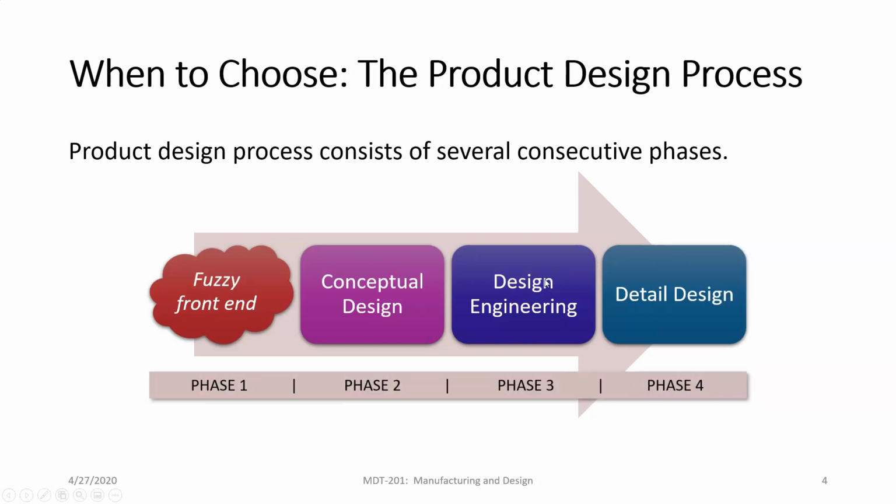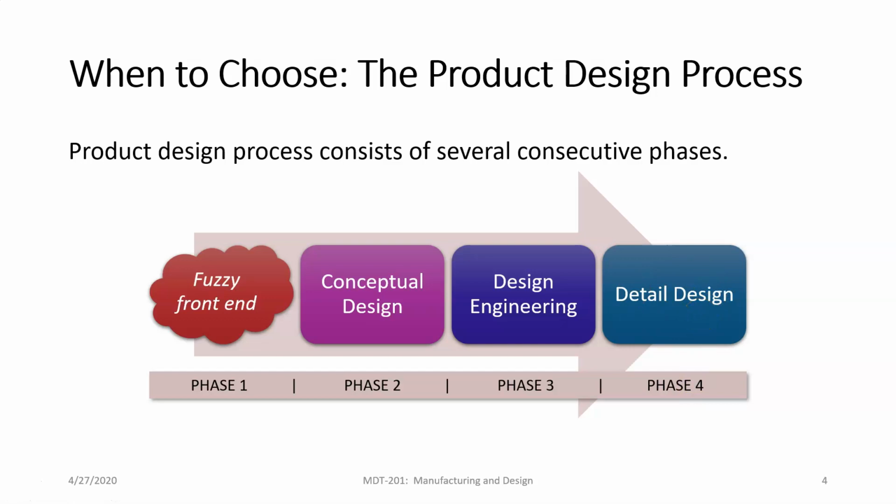And then finally, the last is the detailed design. This is where, with this design, we need to figure out how we're going to manufacture it and everything that goes into that. So we can break this up into 4 phases. Phase 1, fuzzy front end. Phase 2 is the conceptual design phase. Phase 3 is the design engineering phase, and phase 4 is the detailed design phase.